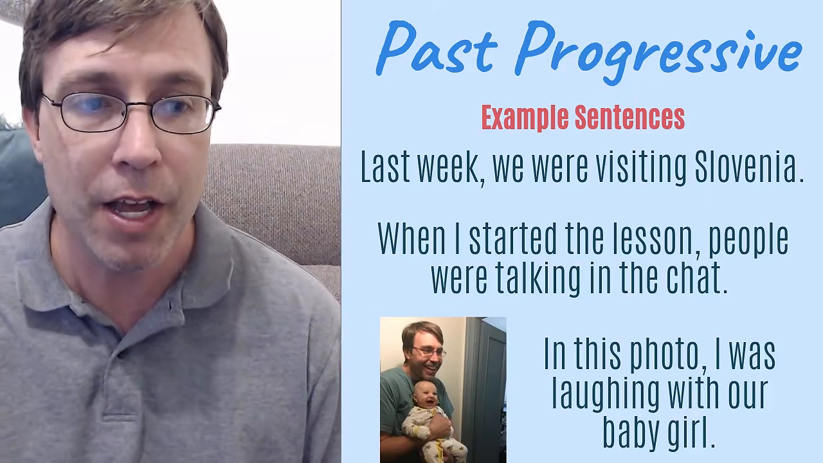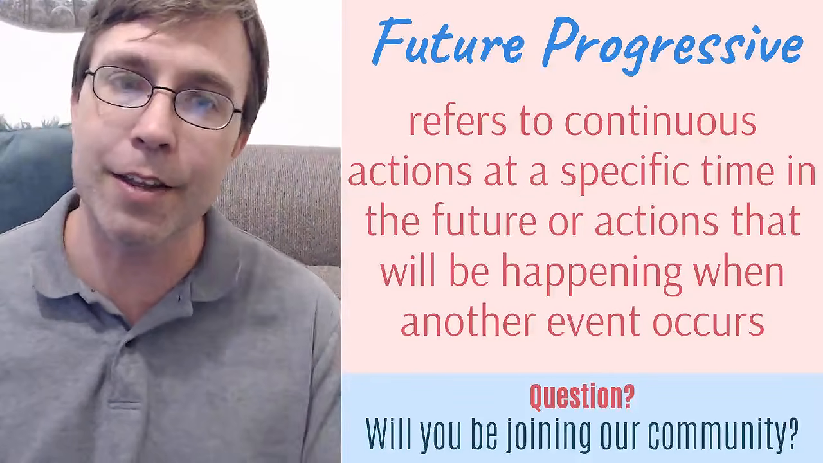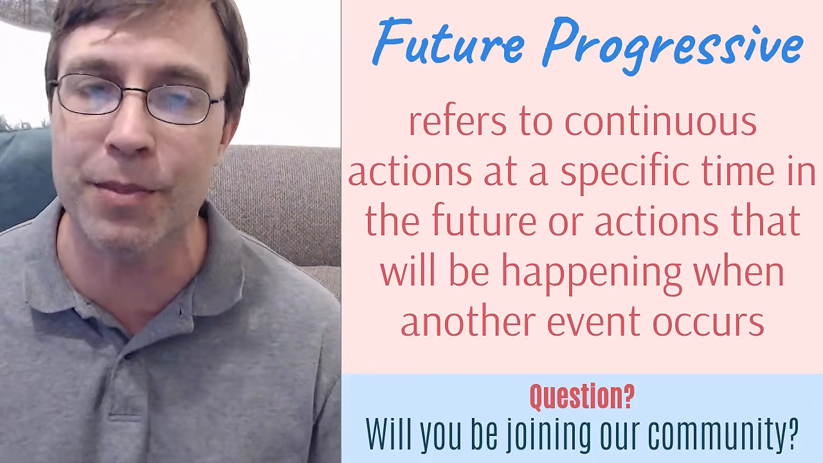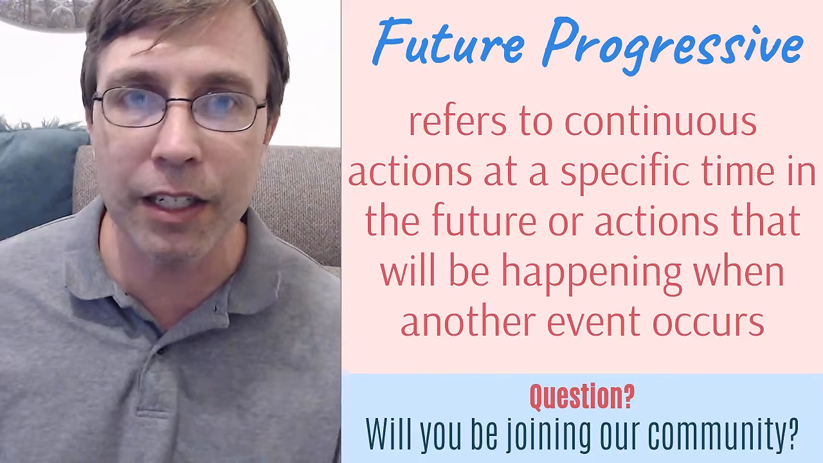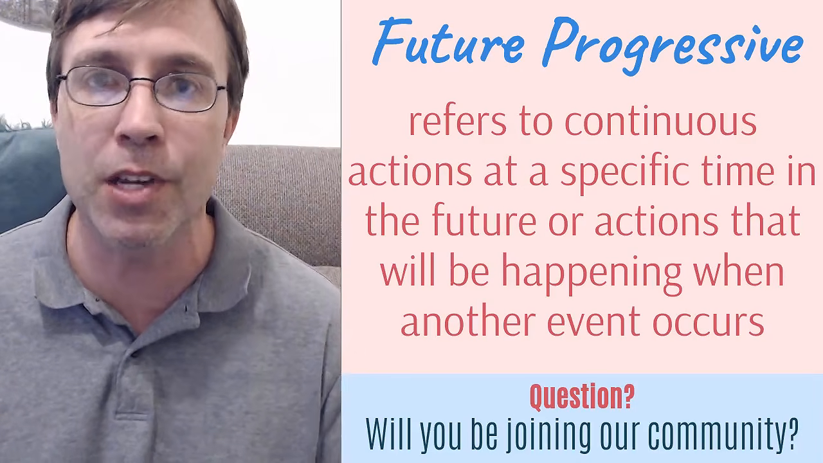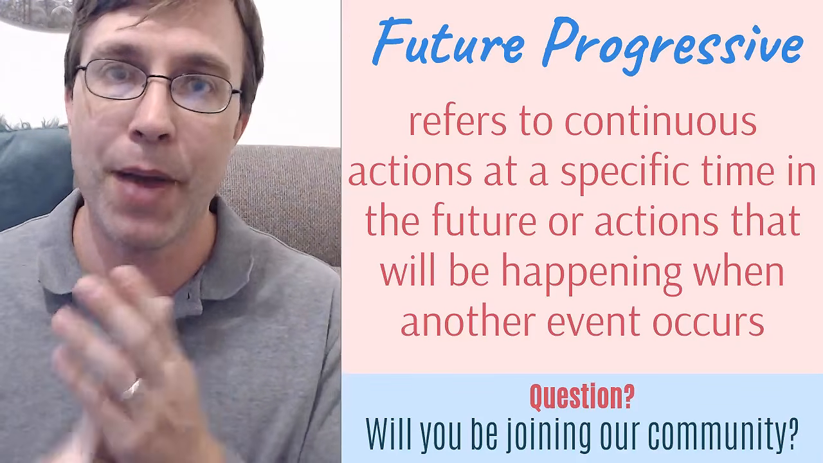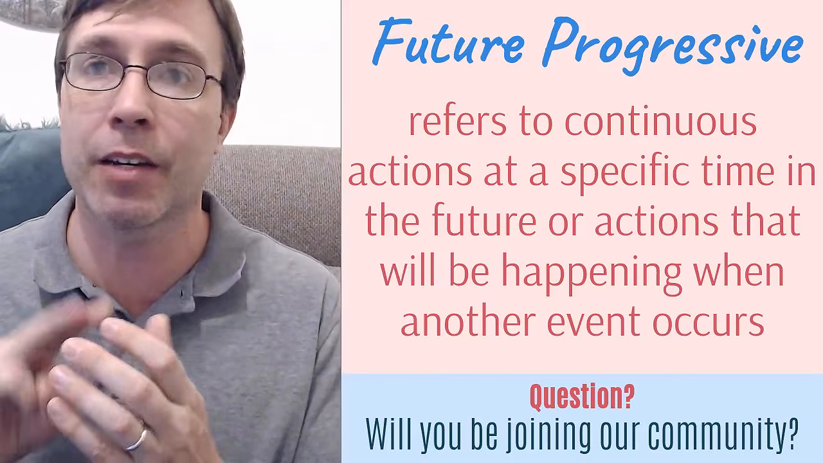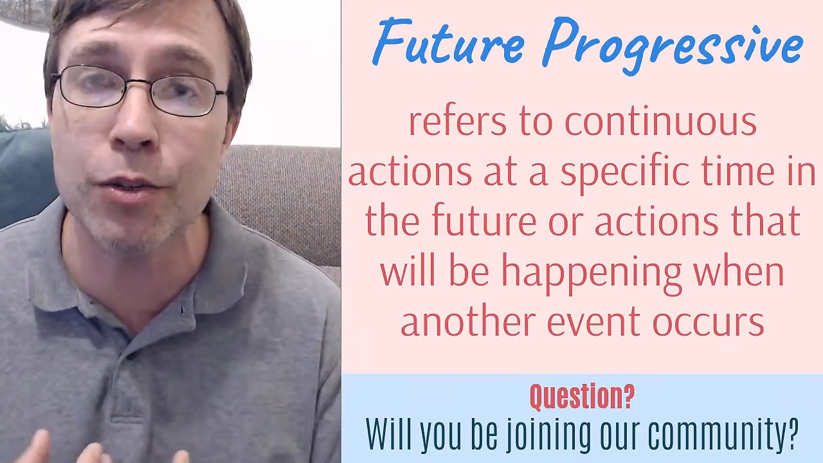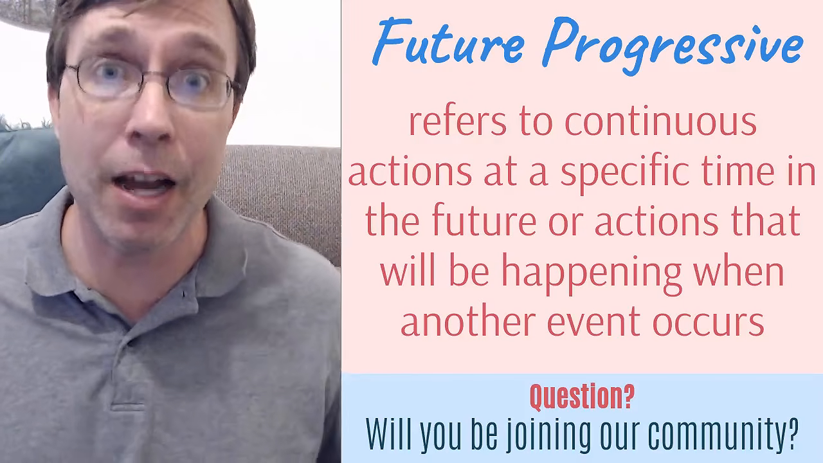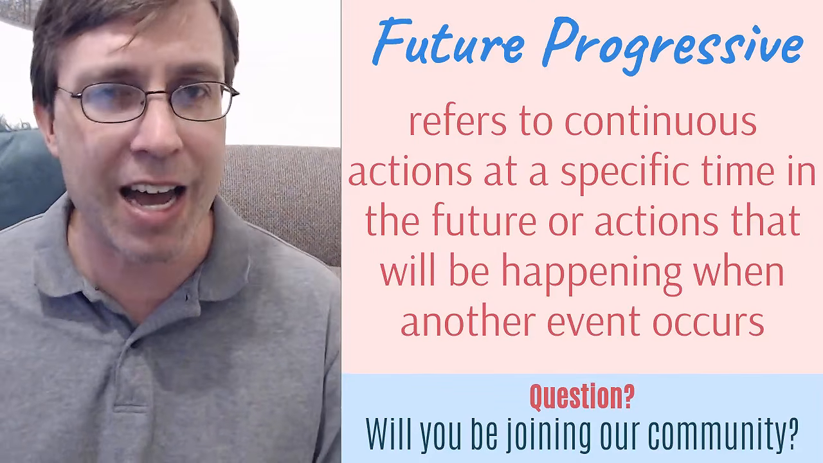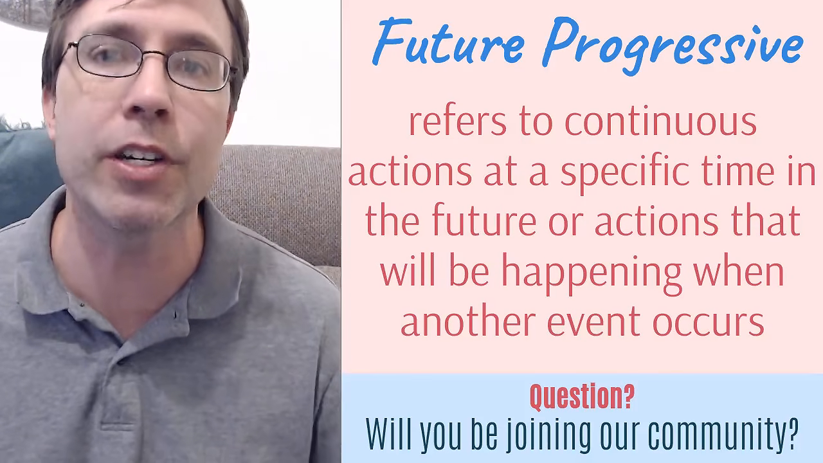Past progressive. Now let's look at the future progressive. Now we're getting into verb forms that are a little less common. You know, we talked about some of the main verb forms: present simple, past simple, present perfect, present progressive, past progressive. Those are ones that you are going to use anytime you're speaking English. They are so common. Now we're going to get into ones that are not as common and they may be a little more difficult, the grammar.